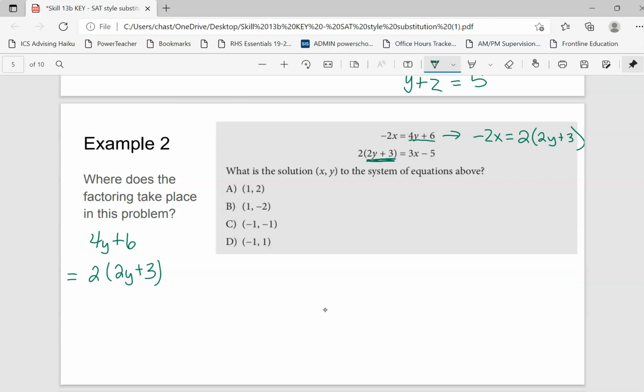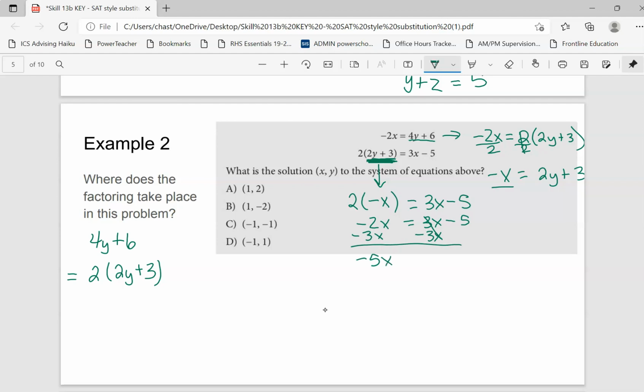And you might be thinking, why in the world would I need that? Well, if I divide both sides of this equation by 2, I get negative x equals 2y plus 3, which then means that this 2y plus 3 in the denominator I can replace with negative x. So I have 2 times negative x equals 3x minus 5. And then I could just solve this for x.